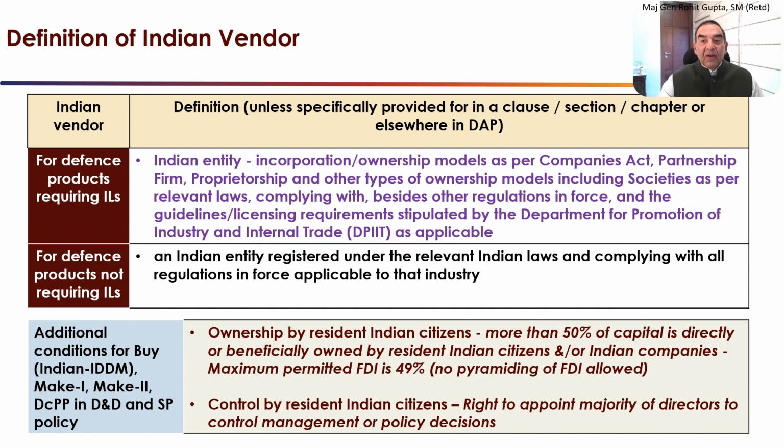Now, we had seen that certain categories of procurement are only to Indian vendors. Now, what is an Indian vendor defined as? Where there are defense products requiring industrial licensing, that Indian entity must have an incorporation or ownership model as per the Companies Act, partnership firms, proprietorship, or any other type of ownership model including societies as per relevant laws.